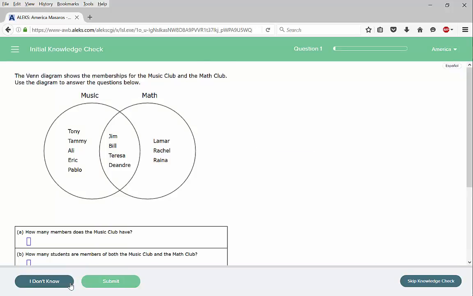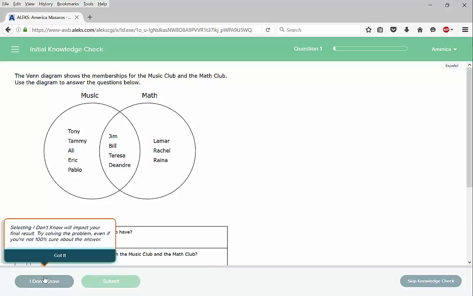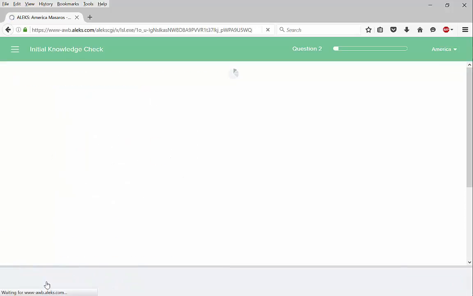So I read through this first question. I see this question and it looks kind of weird. Maybe I've never seen something like this before. So I hit I don't know. The first time you hit I don't know, it's going to warn you. That warning just means, make sure that you know the consequences. But I really don't know how to do this. I want ALEKS to teach it to me. So I'm going to hit I don't know.